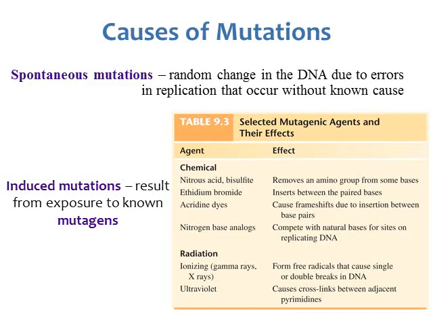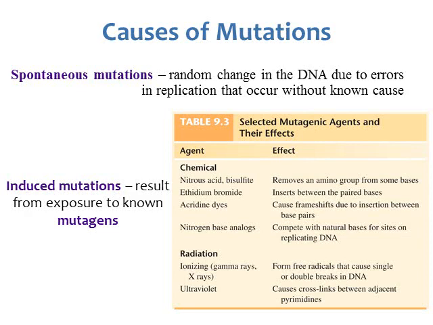I talked about how we had to treat our bacteria culture with a mutagen. So, different causes of mutation. There are spontaneous mutations. These are just random changes in DNA due to errors during replication, and we don't really know the cause of this error. So that's spontaneous. Other types of mutations are called induced mutations. This is when we expose our organism to a known mutagen.